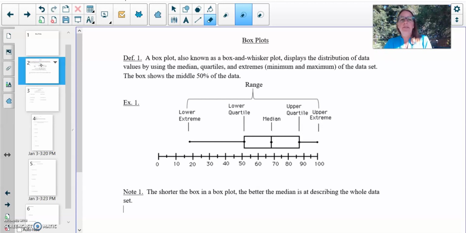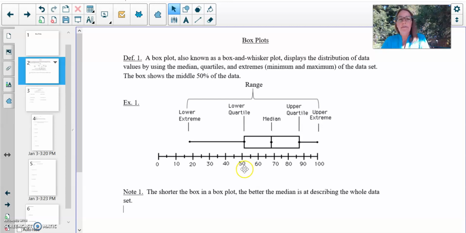So when we look at the picture, we have a number line. And above the number line, we have the box that represents the middle half of our data. And then inside the box, we have a line where the median is. It's not always in the center of the box. It can be offset, but somewhere inside the box. And then we draw a whisker to the minimum and a whisker to the maximum.